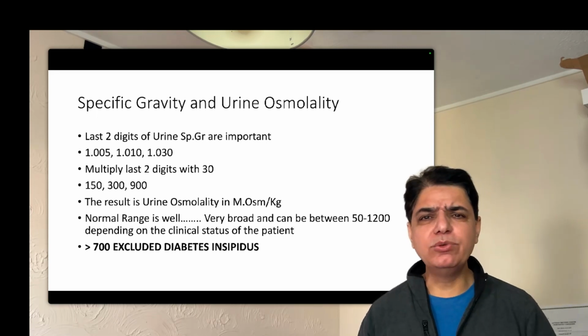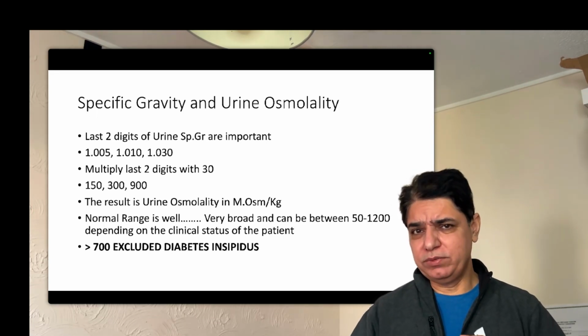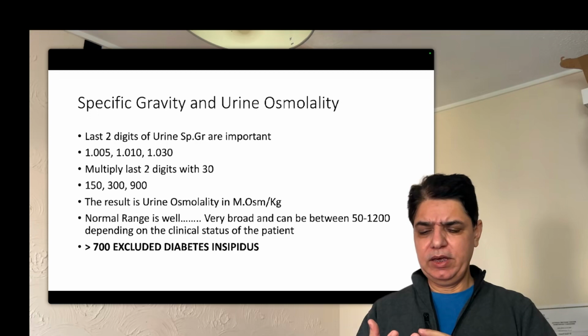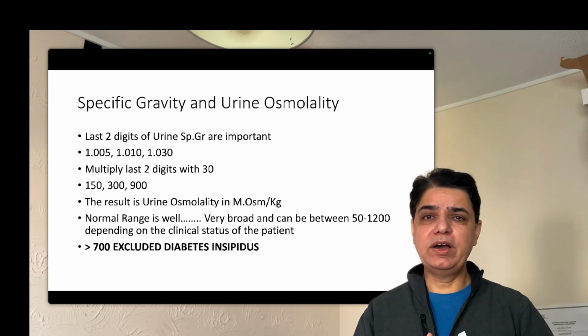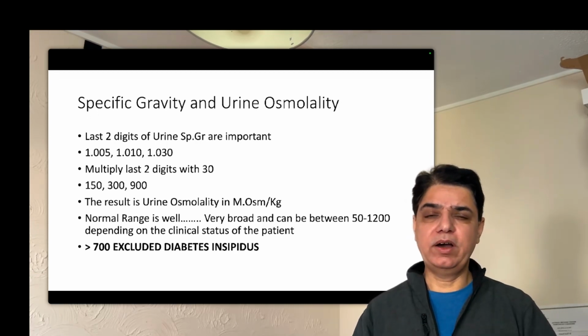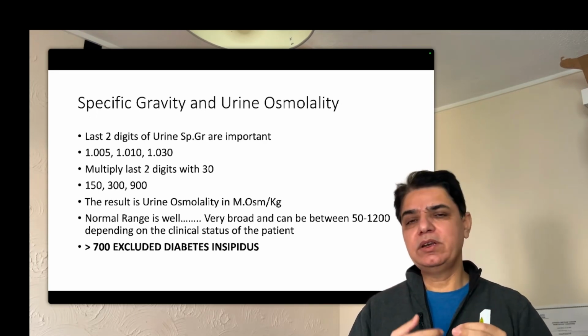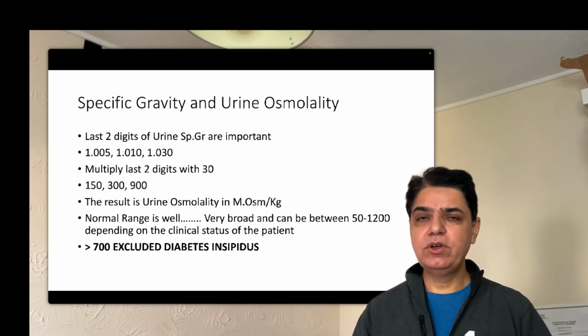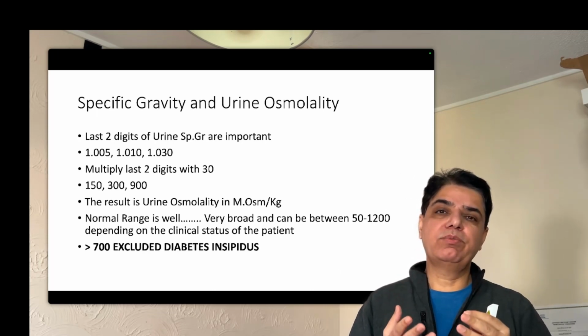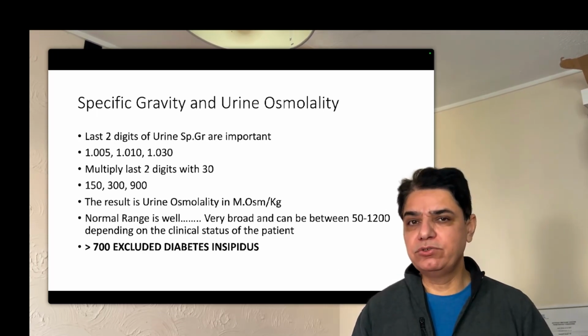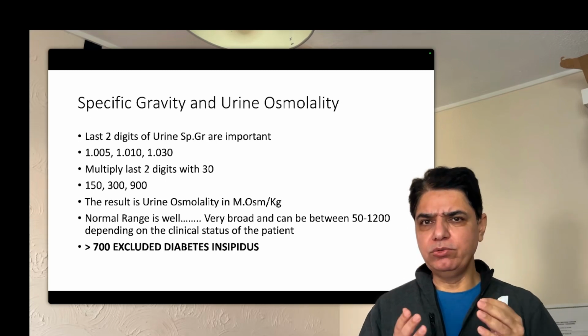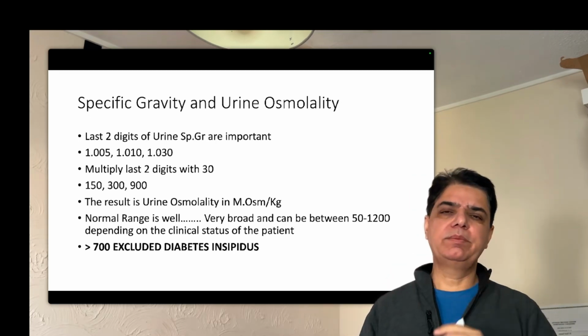Now what you have to do is take the last two digits of this specific gravity. For example, if the specific gravity is 1.005, the last two digits would be 0.5. If the specific gravity is 1.010, the last two digits would be 10. And if, let's say, the specific gravity is 1.030, the last two digits would be 30. Now you take these last two digits and you multiply it by 30.